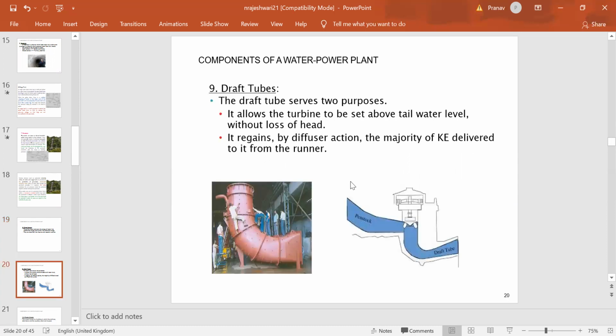And this is the draft tube. After the turbine, the draft tube is constructed. The draft tube serves two purposes. It allows the turbine to be set above tail water level without loss of head, and it regains by diffuser action the majority of the kinetic energy delivered to it from the runner. So for these two purposes, we use this draft tube.